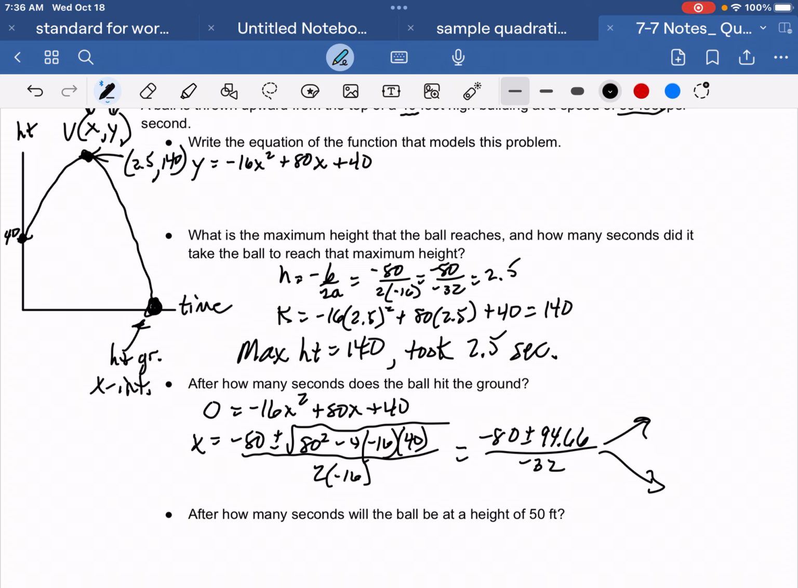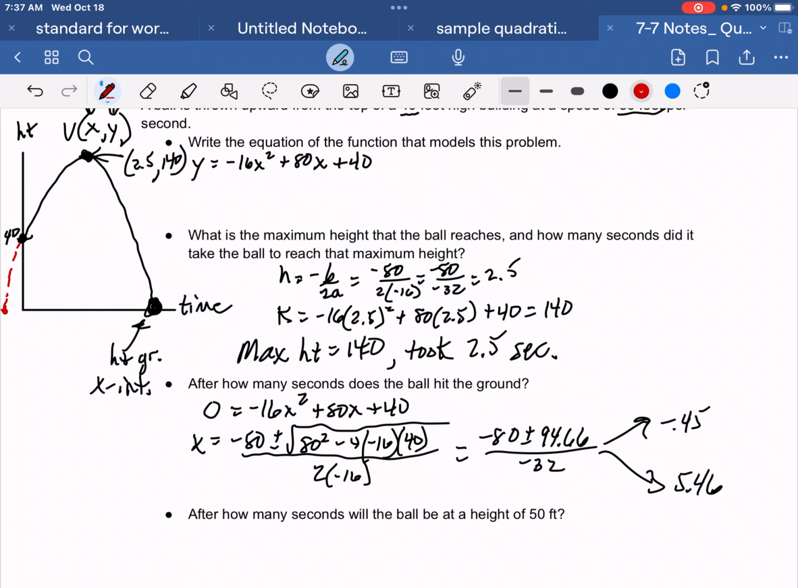Negative 80 plus 94.66 divided by negative 32 is negative 0.45. And if we finally take negative 80 minus 94.66 divided by negative 32, we get 5.46. Am I allowed to just put my stuff in here, Mr. Galvin? You're fine. Okay, so there's an x-intercept at negative 0.45.